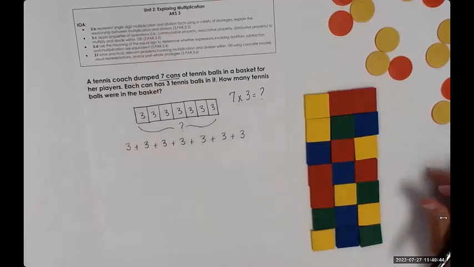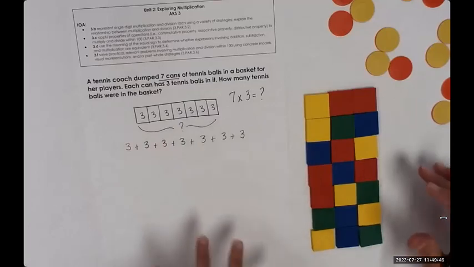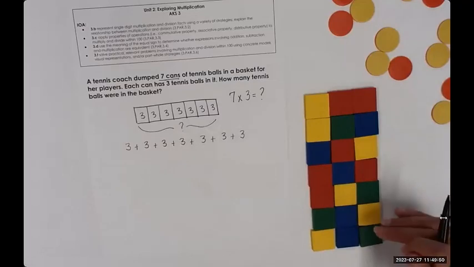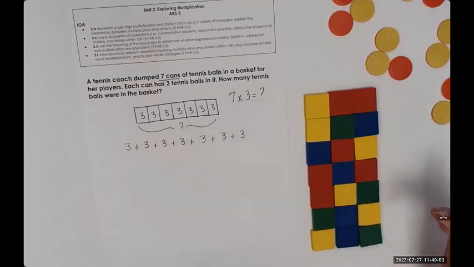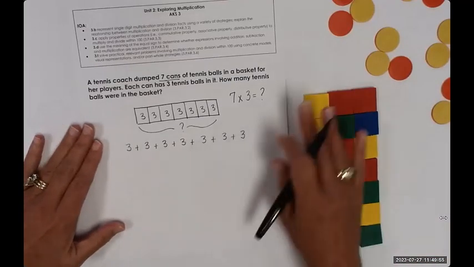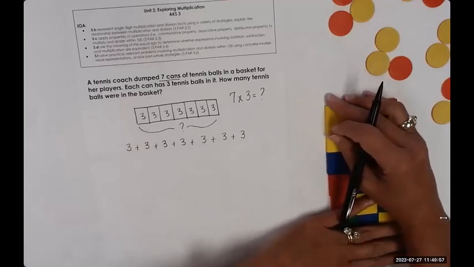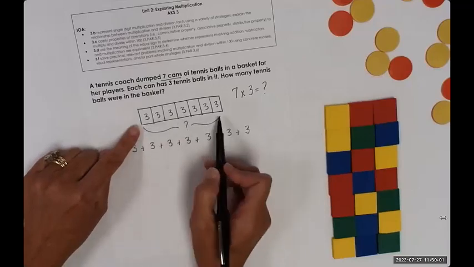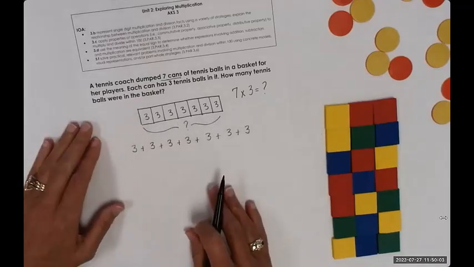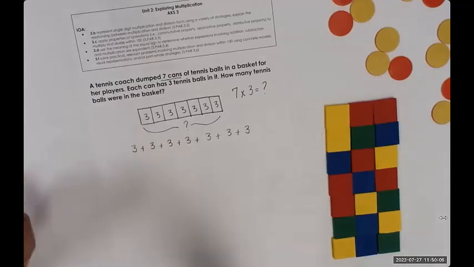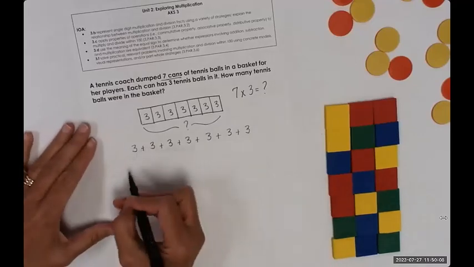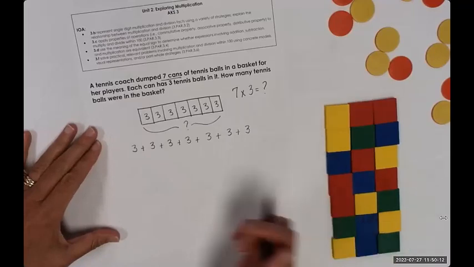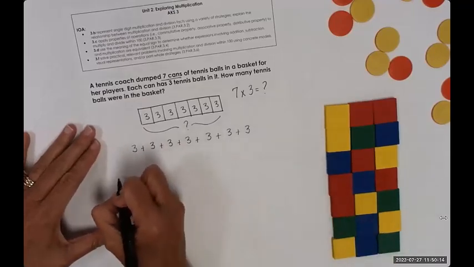So we have determined 21 tennis balls are in the basket with both the equal group strategy and our array strategy. Another strategy I wanted to show you that your kids will engage in is the skip counting strategy on the number line. Since we have 7 groups of 3 on the number line, your students will make jumps of 3 7 times on a number line. And hopefully we will land at 21.